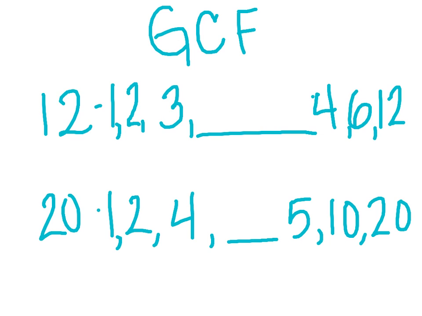So looking at that, I want to find the greatest common factor. So I want to start over at the highest side. 20 appears down here, but it doesn't appear in 12. 10 appears down here in 20, but it doesn't appear up in 12. 5 appears in 20, but doesn't appear in 12. 4 appears in 20, and it does appear in 12. So for this example, 4 is my greatest common factor.